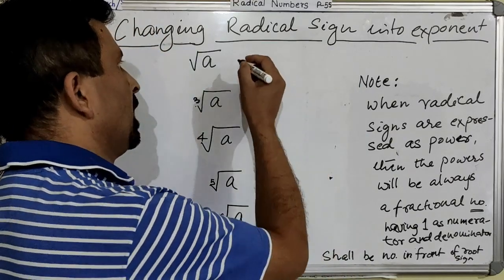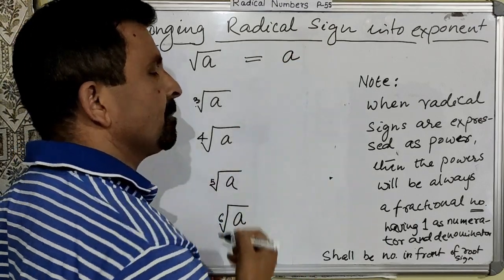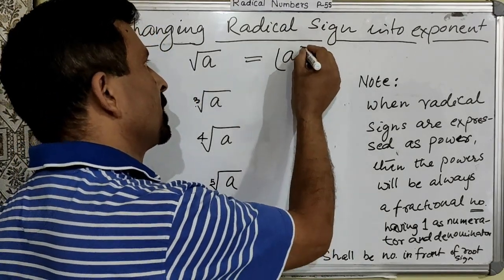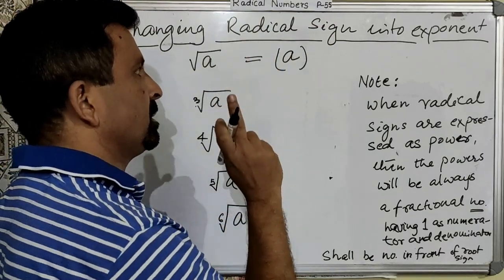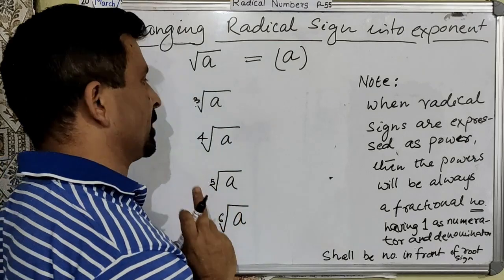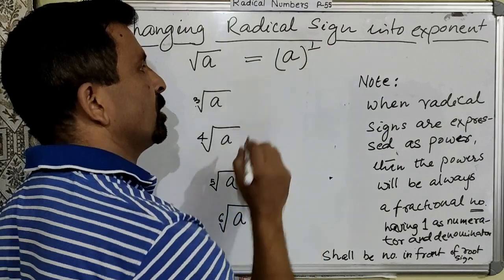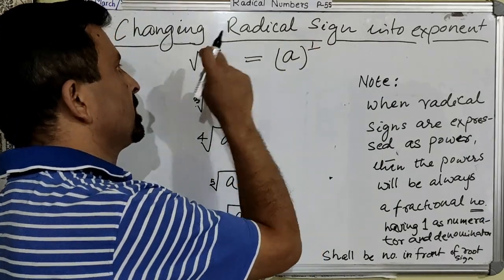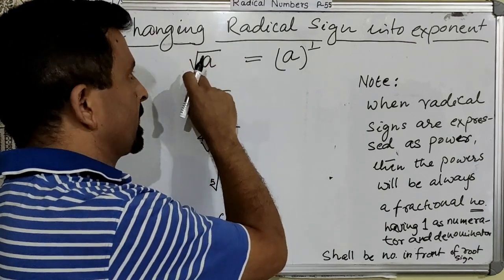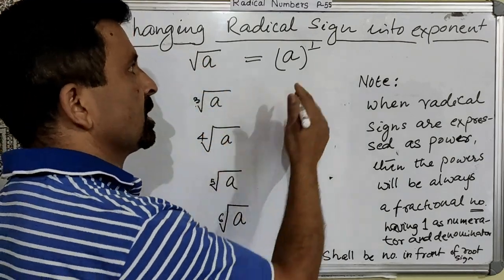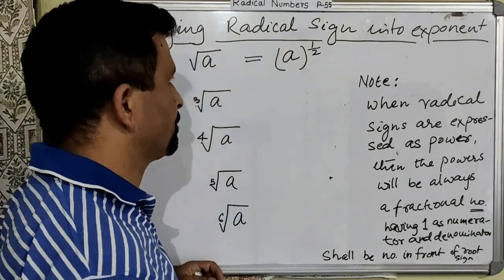So now look here. How do we change this into power? You write the radicand and then give the power. This power will be a fractional number where the numerator is always 1, for any kind of radical sign. The denominator is the number in front of the radical sign. This is square root, so the number in front of the root sign is actually 2. Therefore we will write this as 2. So this is how this radical sign is converted into power.